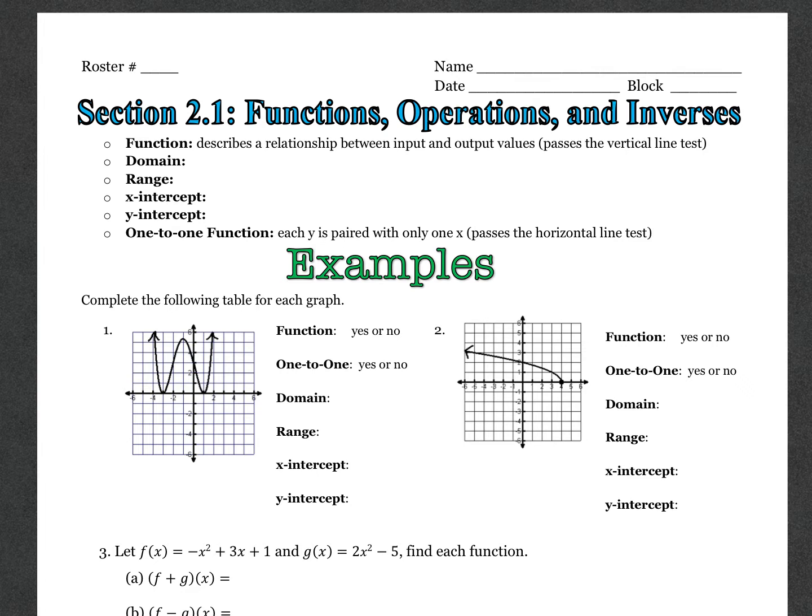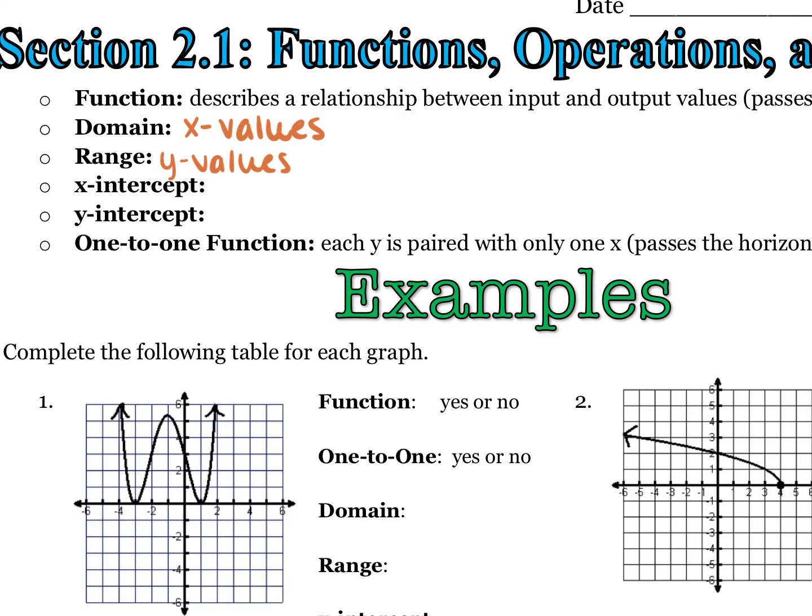In the last video, we learned about functions and what functions are, so we're just going to continue with that in this video. So let's talk about domain and range. Domain, as a reminder, is all of the x values of a function, and range is all of your y values. Your x-intercept is where the function hits the x-axis, and the y-intercept is where the coordinate hits the y-axis.